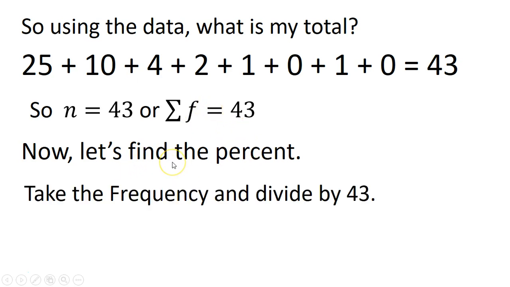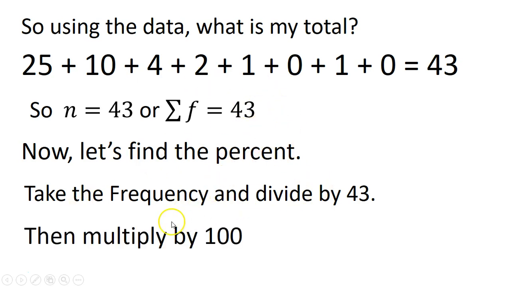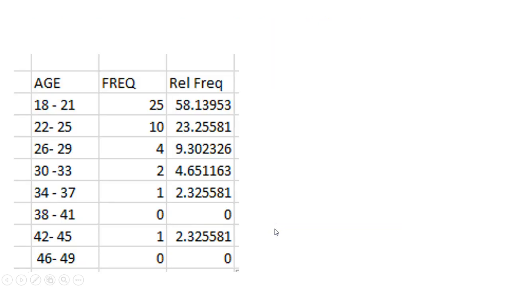So now let's find the percent. If it's out of 43, basically I just divide each one by 43 to figure out the percent, and then multiply it by 100, and it will tell you that percent. Point being, 25 divided by 43, 10 divided by 43, 4 divided by 43, 2 divided by 43, 1 divided by 43, 0 divided by 43, and I do that for each one, and then I multiply it by 100. These are the percents for each one. Okay?